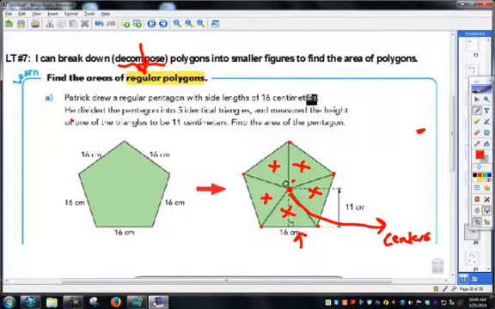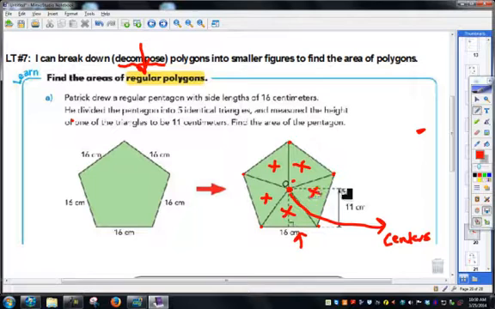Okay, up here it says Patrick drew a regular pentagon with side lengths of 16 centimeters. He divided the pentagon into 5 identical triangles. So all 5 have the exact same area because they're identical, because it's a regular pentagon, and he measured the height. He shows the height here at 11 centimeters.